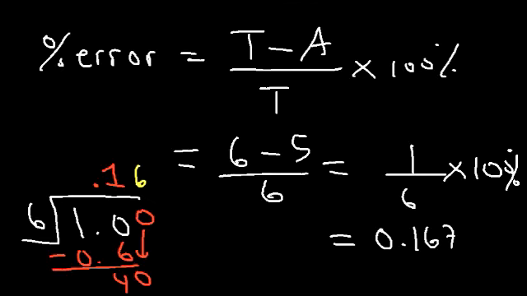So if we multiply that by 100, you simply need to move the decimal 2 units to the right. So 0.167 times 100% is 16.7%. That is the percent error. Notice that the percent yield and the percent error add up to 100%.